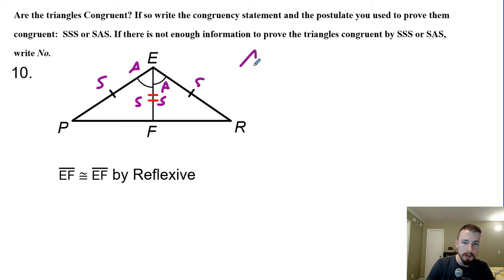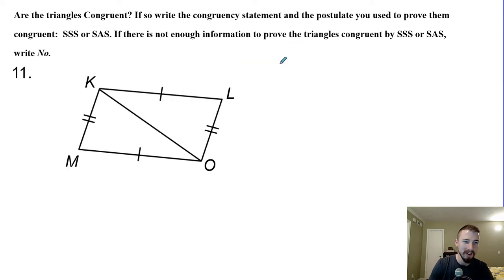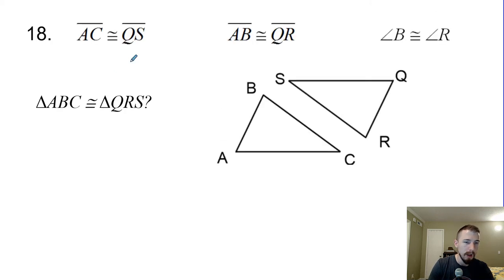So this would be side, side, where the angle is included in between those two. Okay. All right, number 11. On this one, we have two sides that are the same. We also know that KO is congruent to KO by the reflexive property. So we have all three sides congruent, so we can prove congruency on this one by side, side, side. Pretty easy.